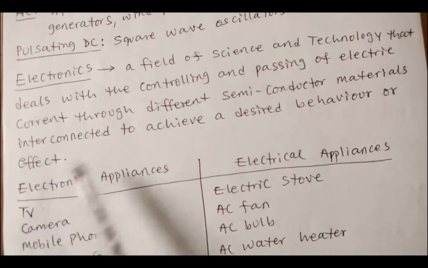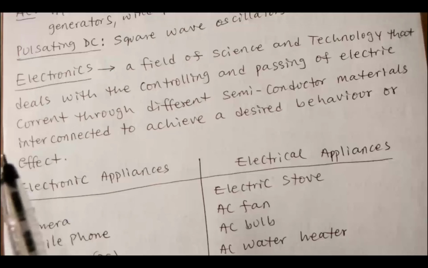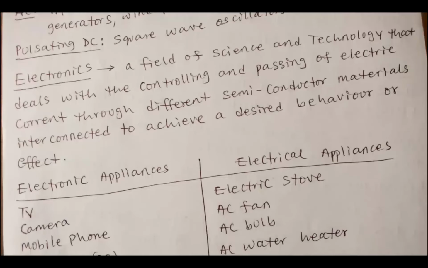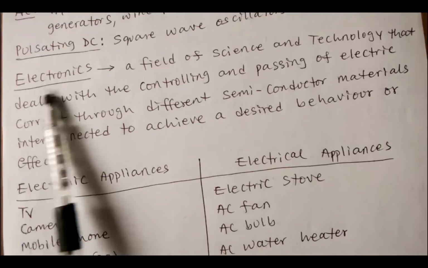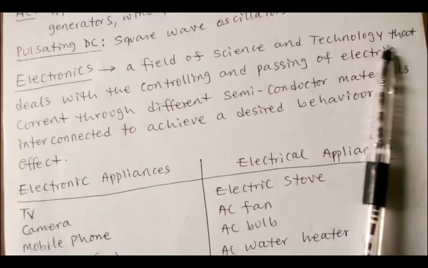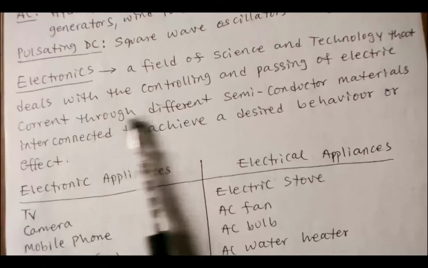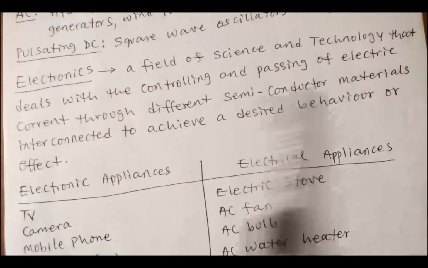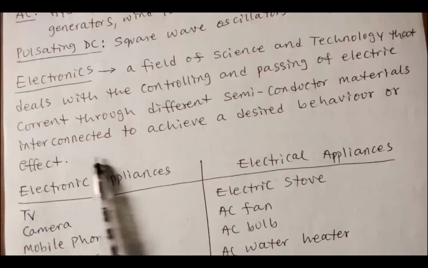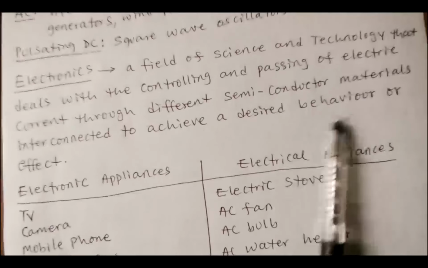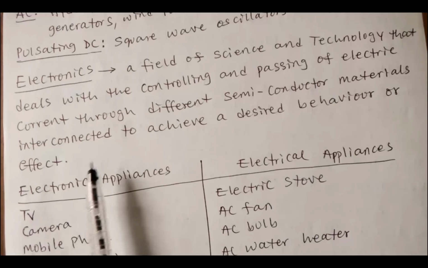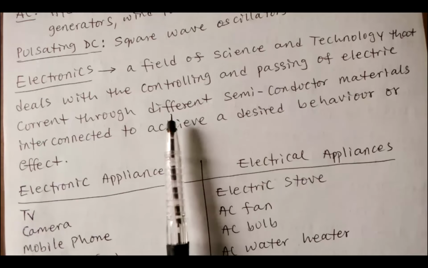So let's look at electronics. We've talked about electricity. We know what electricity is. So now let's ask ourselves, what is electronics? Electronics is a field of science and technology that deals with the controlling and passing of electric current through different semiconductor materials interconnected to achieve a desired behavior or effect. So that's what electronics is.